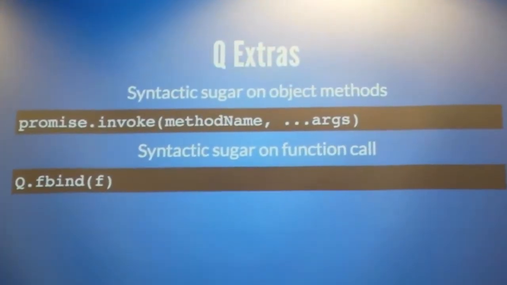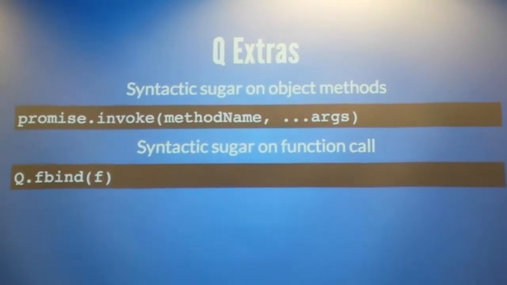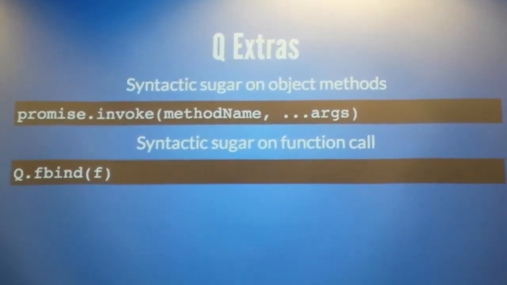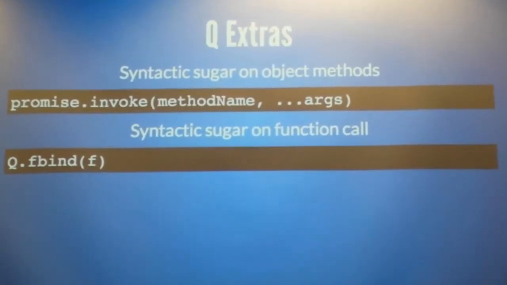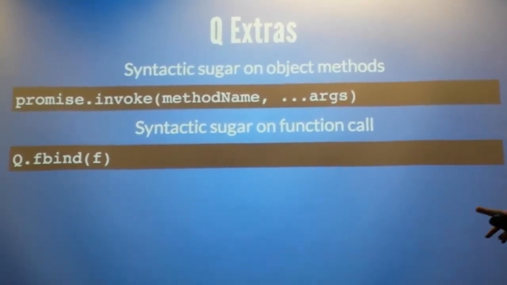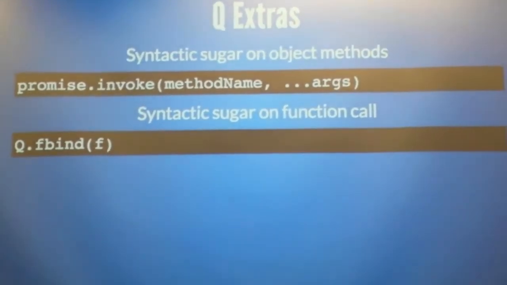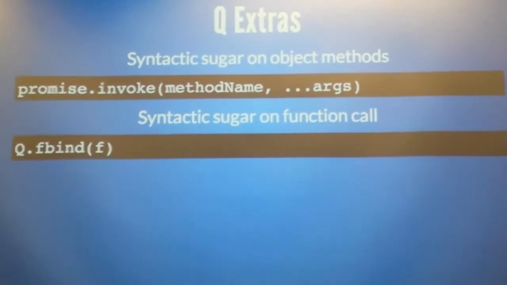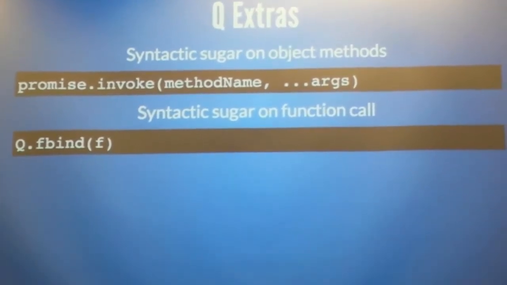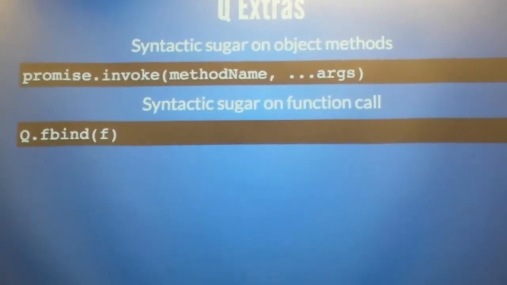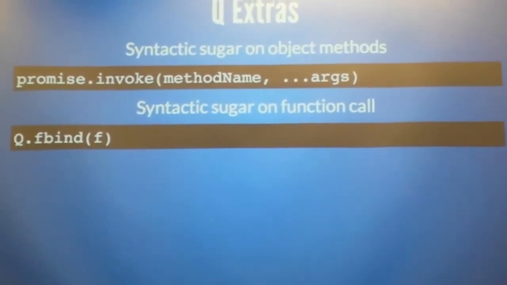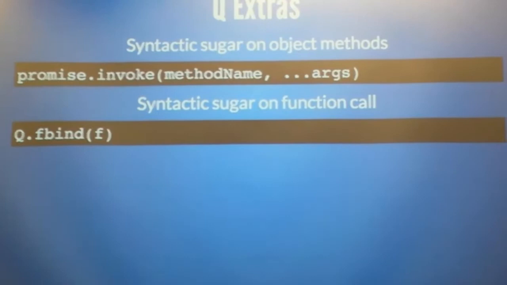There's a few extras in the Q library, because since it's a library that's just about promises and ways to compose them, they've got some interesting wrapper functions around object methods and functions, where you can transform any of those into a promise. You can just wrap them and use them for composition in the other promise constructs we've seen.